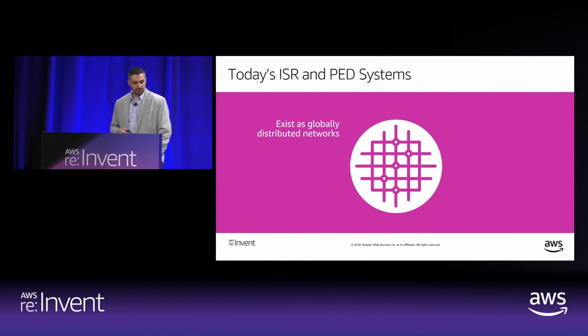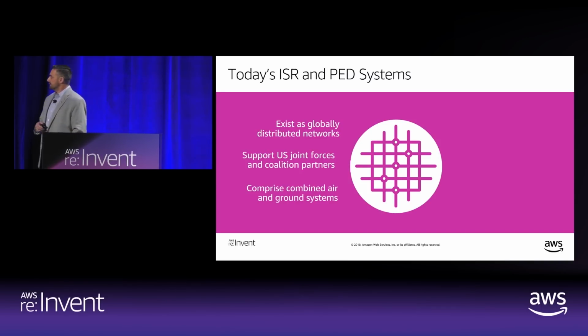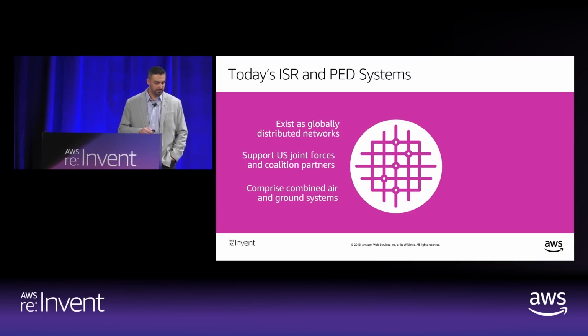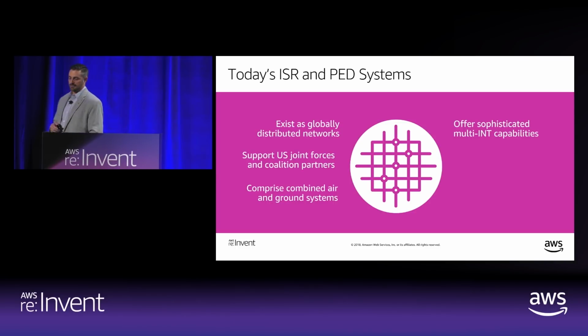So what do today's ISR and PED systems look like? Well, they exist globally. They're distributed all over the place. They support our U.S. forces as well as our coalition partners. So you have folks like NATO. Combined air-ground systems, so we have some of the most state-of-the-art aerospace technologies being deployed with these. They offer a sophisticated multi-int capability, multi-intelligence gathering, so really talking about fusion of different types of data.